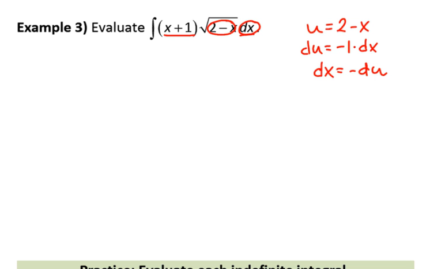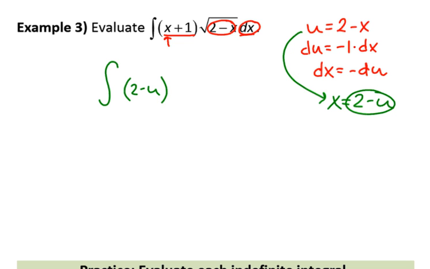Now the only thing left that's not in terms of u is just this x. The plus 1 doesn't really matter. I'm okay with numbers. It's the x's that I don't want. So what you have is you have an equation that relates u and x. u equals 2 minus x, so if I solve this for x, that would be 2 minus u. So now I have everything in terms of u. So we found x. x is 2 minus u, so I'm going to put 2 minus u in for x plus 1. Okay. Then the square root, 2 minus x is u, and then dx is negative du.